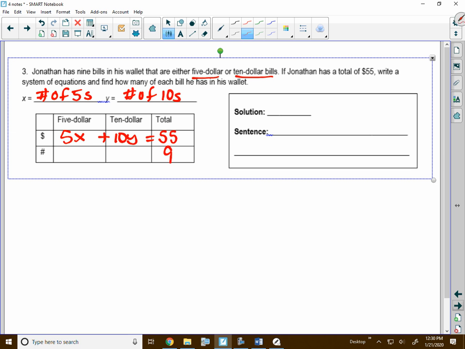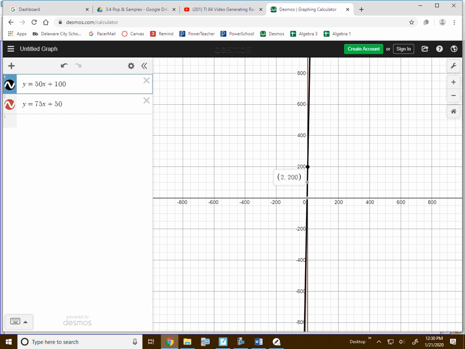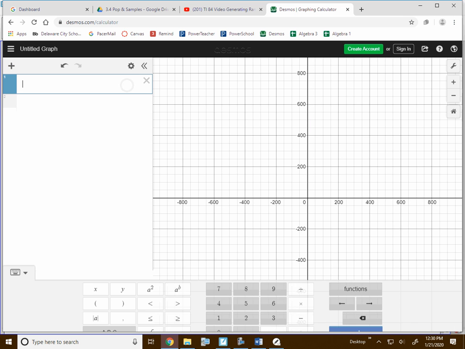Okay, then we want to know how many total bills he has. Well, we know he has a total of 9. So we're going to take the number of 5s plus the number of 10s, add them together, and that should give us a total of 9. All right, I'm going to put this in for us.